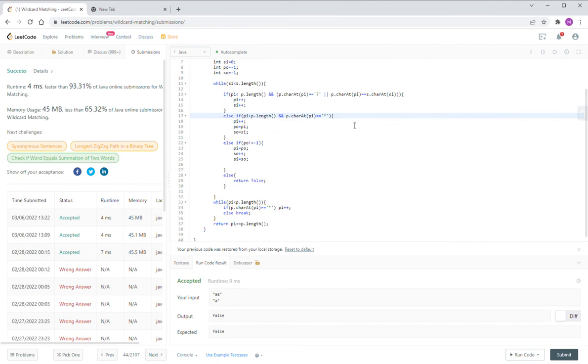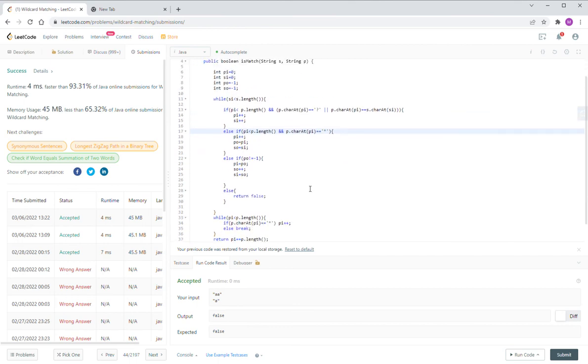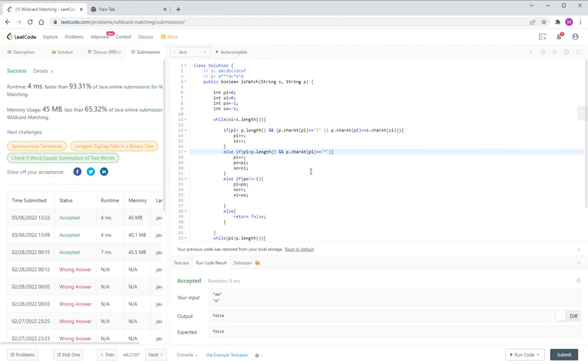Oh, we also need to estimate the time complexity. So for the time complexity, on average, I think it is still big O of n. But in the worst case, we always need to roll back. So in the worst case, this could be big O of n square, where N is the S length. Actually, the worst case is big O of the input string length times the pattern string length.